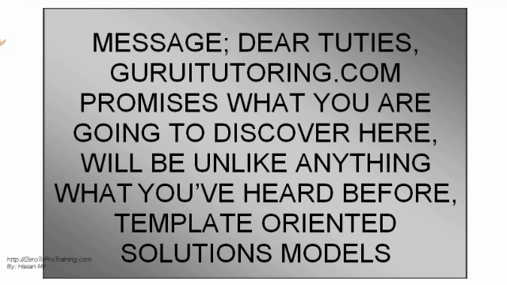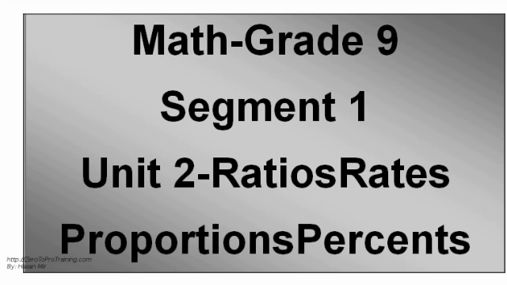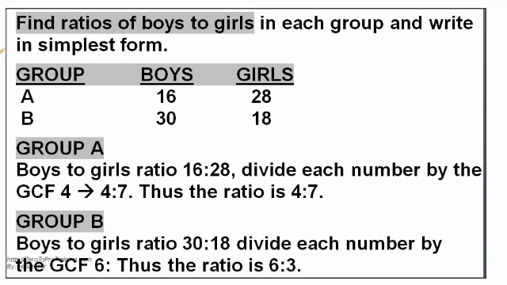Template-oriented solution models, Math Grade 9 Segment 1 Unit 2. Ratios, rates, proportions, percents. Find ratios of boys and girls in simplest form. Group A ratio is 4:7. Group B ratio is 6:3.